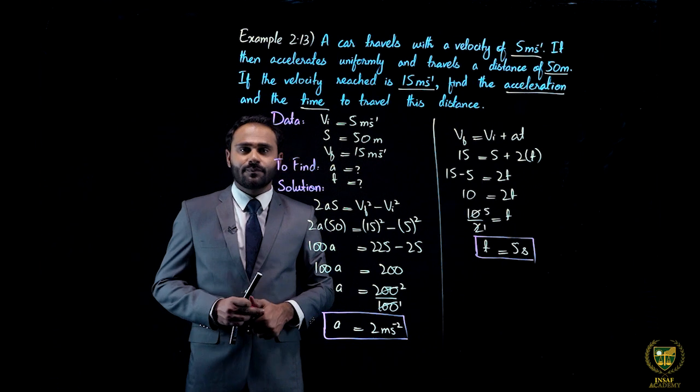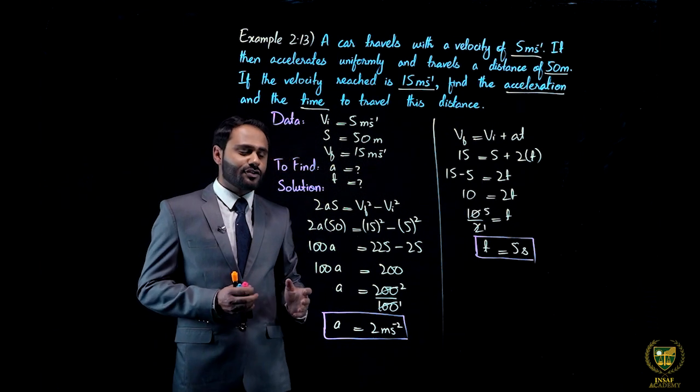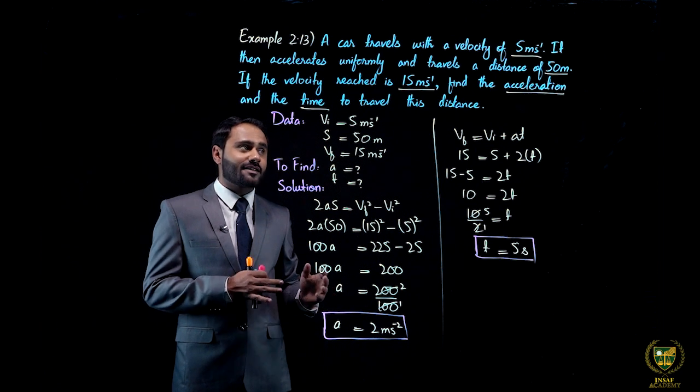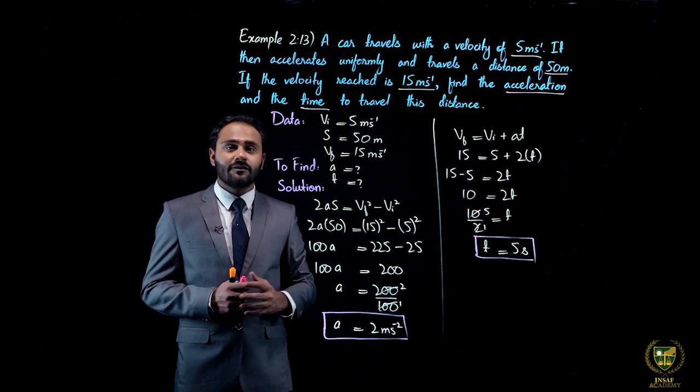So the time is 5 seconds. In this numerical, we had to find acceleration and time t. The acceleration is 2 meter per second square, which is required to travel the distance, and this distance is covered in 5 seconds.